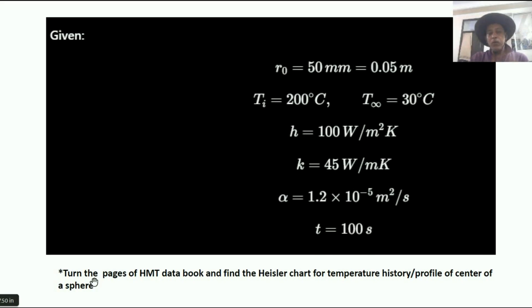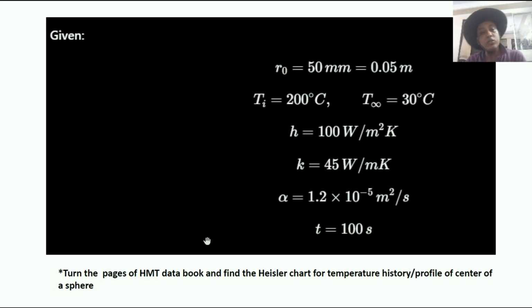Okay. Now what you have to do is turn the pages of the HMT data handbook and find the Heisler chart for the temperature history profile of the center of a sphere. The Heisler chart is on a case-to-case basis. Here our question is to find the temperature of the center of a sphere, which is a non-lumped system.